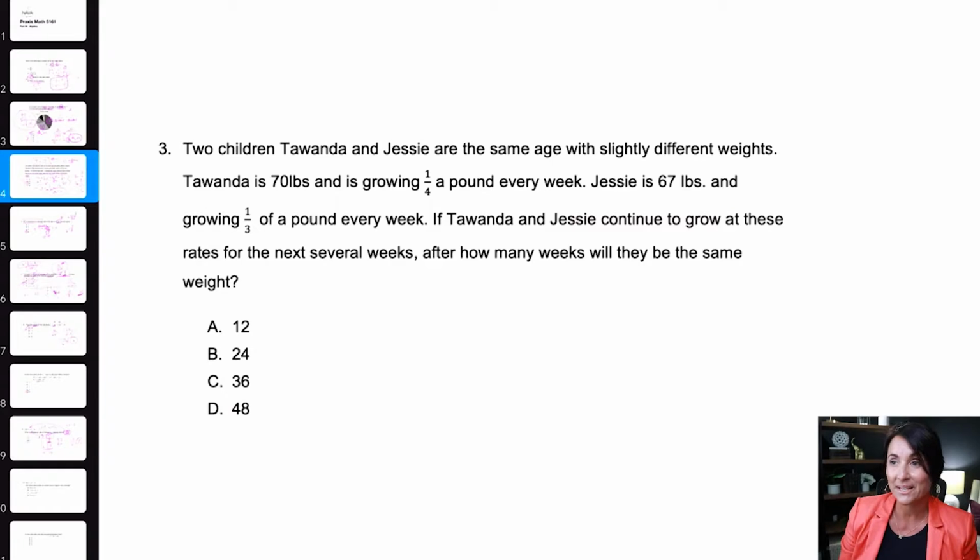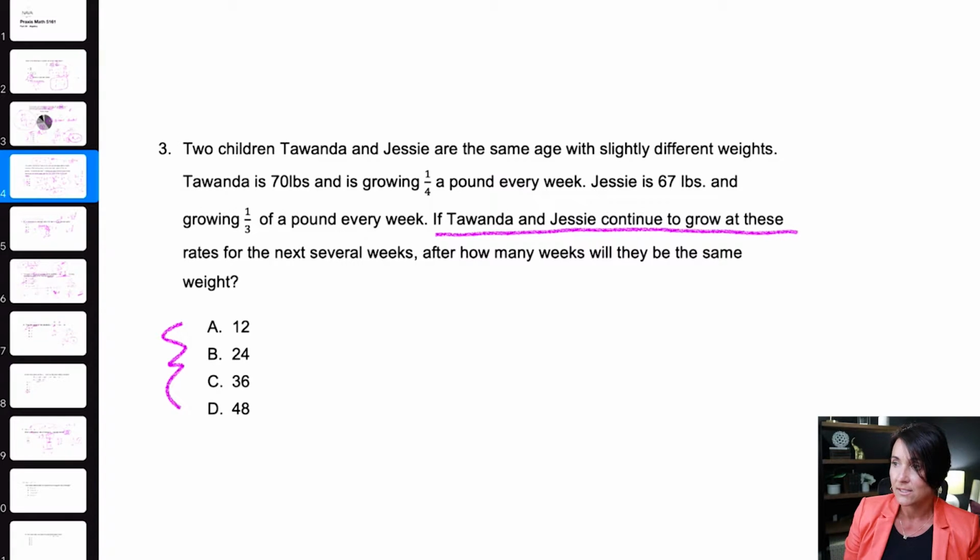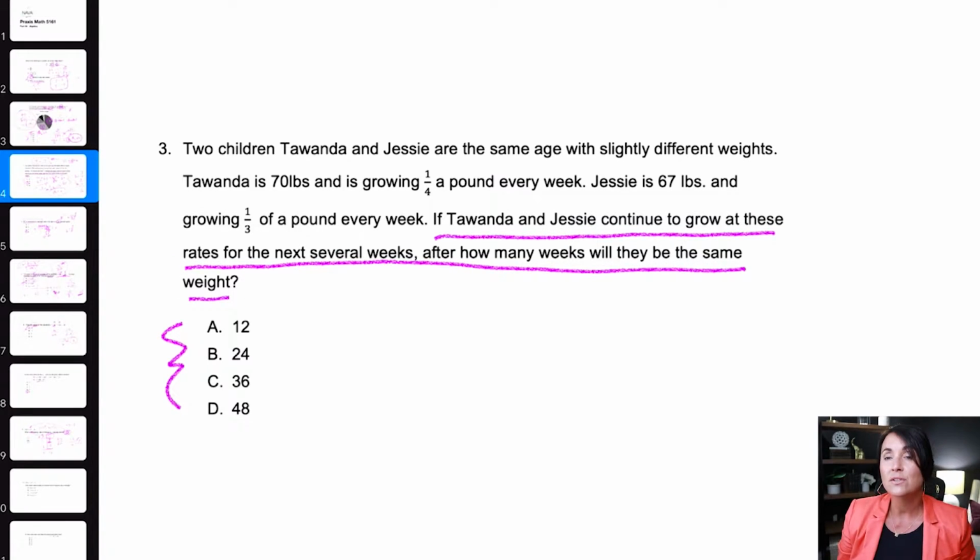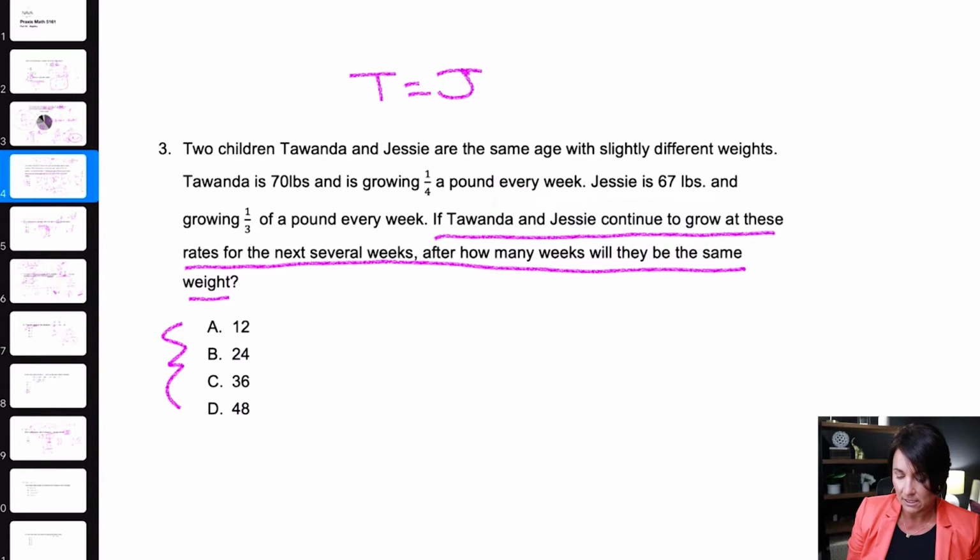All right, let's look at number 3. So I'm going to look at my answer choices here. This is a long problem, so let me go to the question stem just to prepare myself, because that's how I like to do things. If Tawanda and Jesse continue to grow at these rates for the next several weeks, after how many weeks will they be the same weight? So this is a rate of change question, and what we want to figure out is when Tawanda is equal to Jesse, because we're looking at when they will be the same weight, even though they probably have different weights now and they're probably growing at different rates.